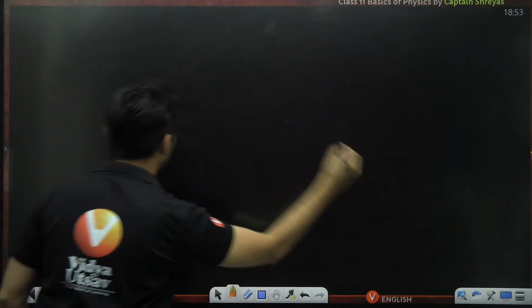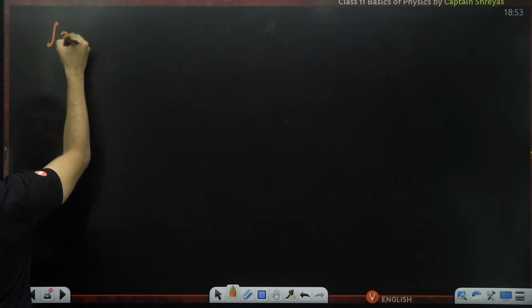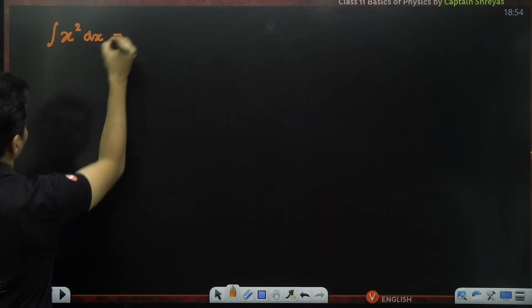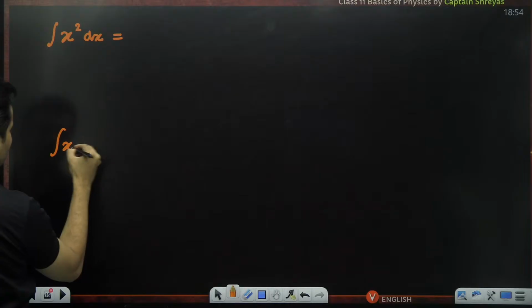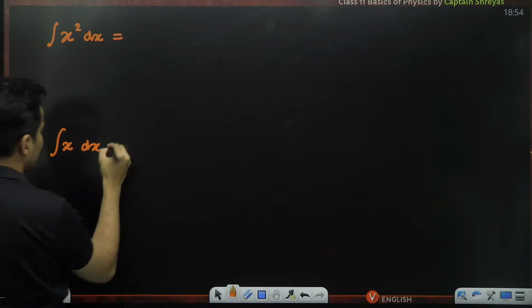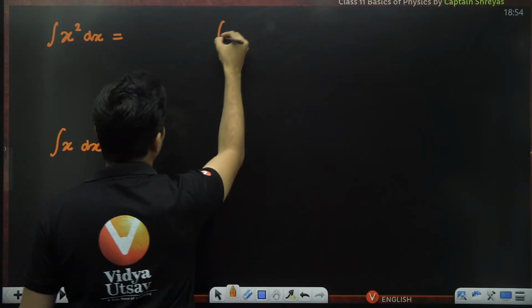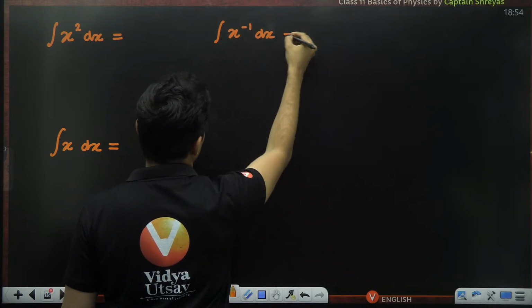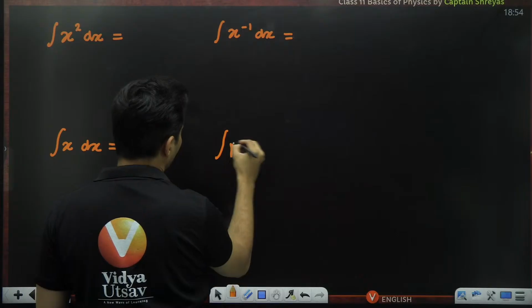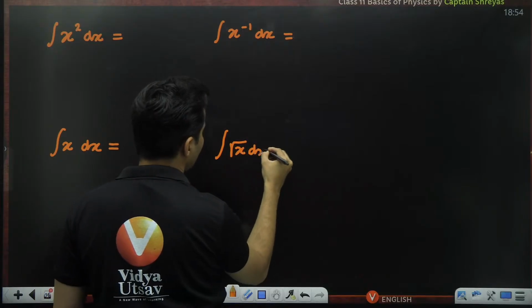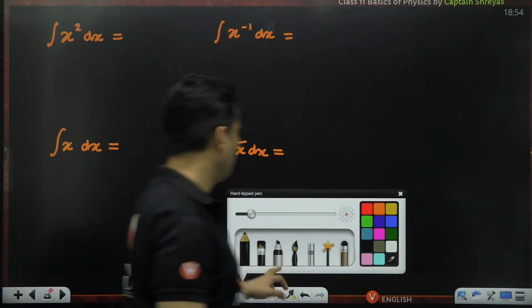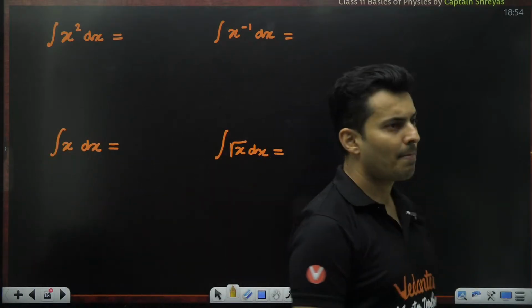Okay, here comes the first question, guys, on your screen. Integration of x square dx. Integration of x dx. Integration of x raised to minus 1 dx. Integration of root of x dx. How much are these things? Okay, let's do these 4 examples for now, then slowly we'll progress.